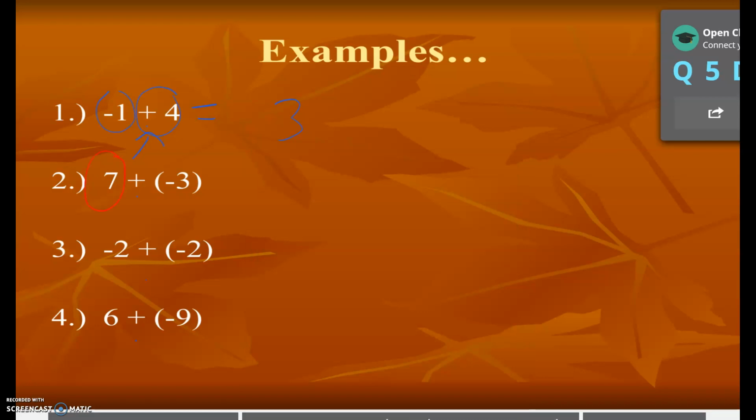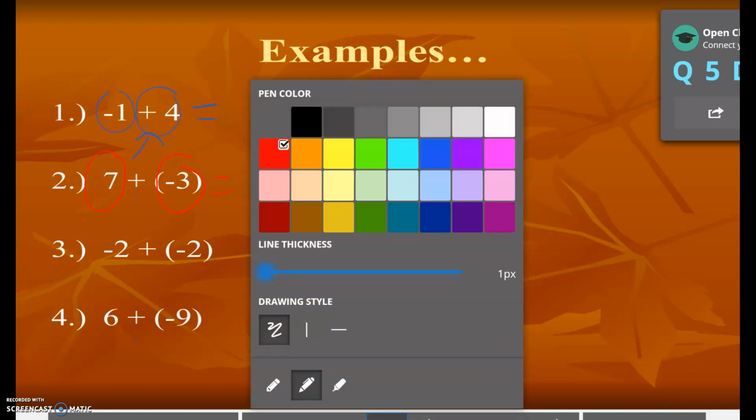I'm going to do the next one. I have a +7 and a -3. They're added together. I have a plus sign. Since they're different signs, I'm going to subtract. 7 minus 3 is 4. And then since the 7 is a larger number than a 3, I'm going to take the sign of the 7, which is a positive. And notice I don't put a positive. If it's positive, we just know that it's positive. We don't have to actually put that.